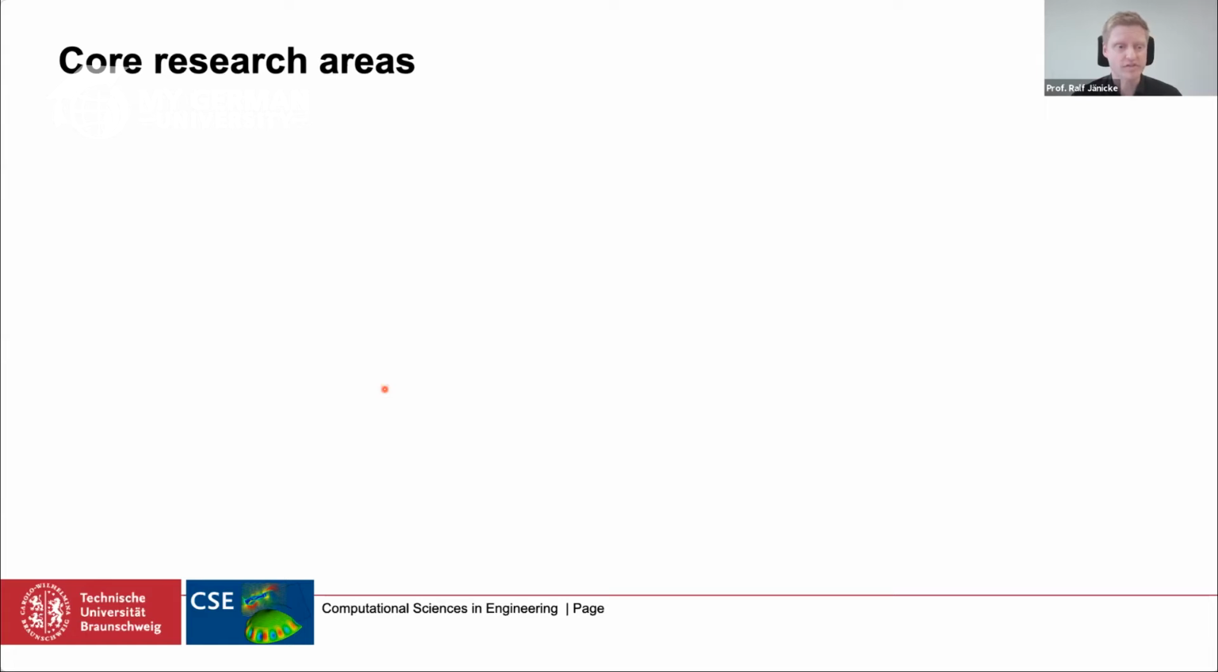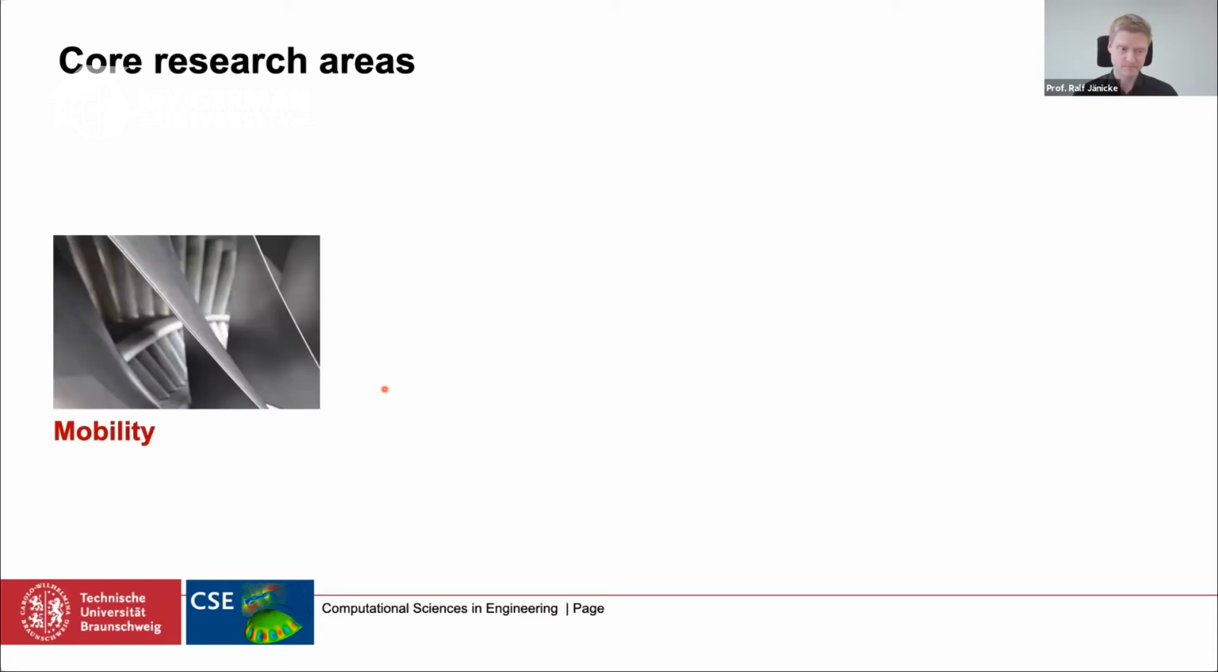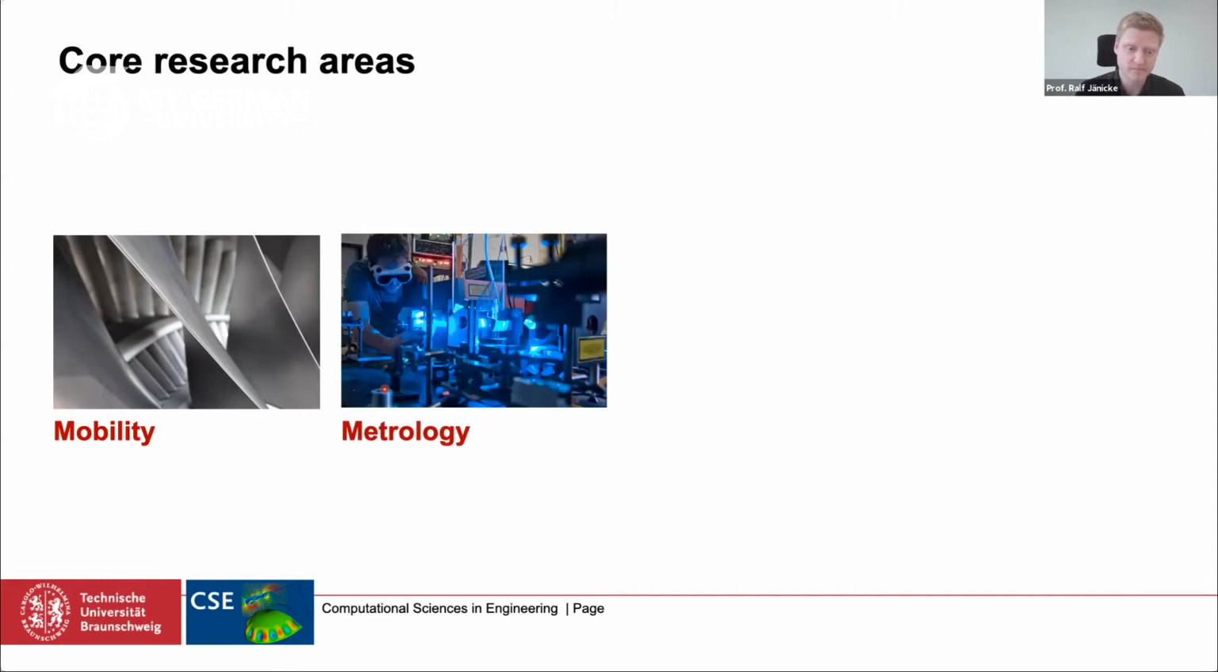Finally, some words on the core research areas of the university before I continue with the master program. The core research areas are there to bundle and coordinate the research activities across the university. And there are 4 of them. The first one is closely related to engineering. Obviously, it's mobility. Historically, of course, a lot driven by the industrial applications here in that region in the automotive industry, but also prominent in aerospace engineering, and nowadays also quite some activities when it comes to mobility on rails. The second one is metrology.